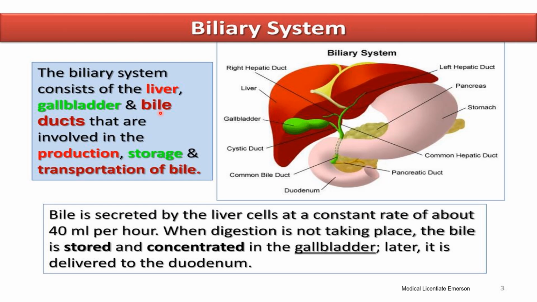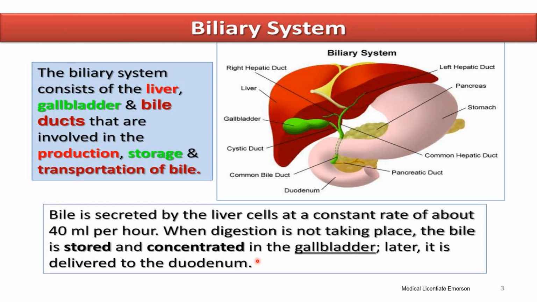Now let's talk about the biliary tree, the biliary system. The biliary system consists of the liver, the gallbladder, and the bile ducts that are involved in the production, storage, and transportation of bile. Bile is secreted by the liver cells at a constant rate of about 40 ml per hour. When digestion is not taking place, the bile is stored and concentrated in the gallbladder. Later it is delivered to the duodenum.